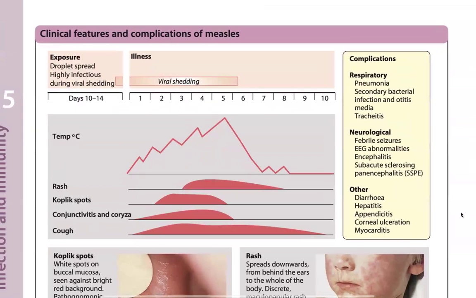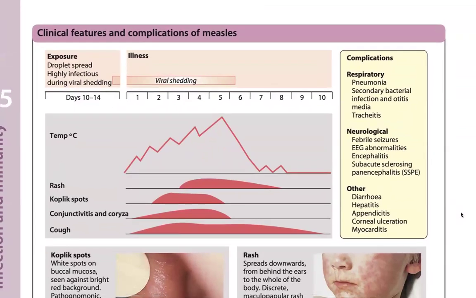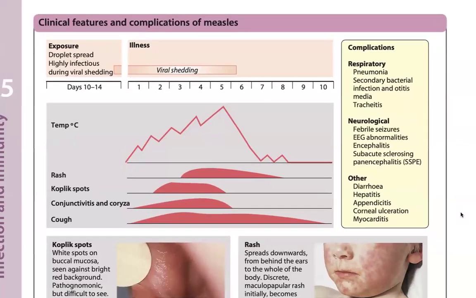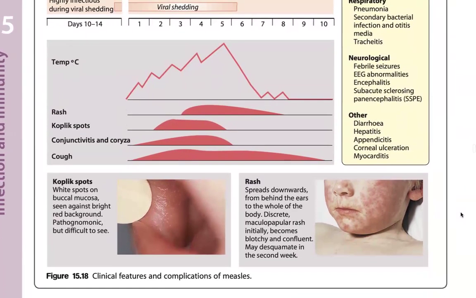Clinical features and complications. After exposure, incubation is 10 to 14 days, and the child is highly infectious during viral shedding. Viral shedding starts with illness, fever, and rash, Koplik spots, conjunctivitis, and coryza and cough. Koplik spots are white spots on the buccal mucosa seen against a bright red background, pathognomonic but difficult to see. The rash spreads downward from behind the ears to the whole of the body.